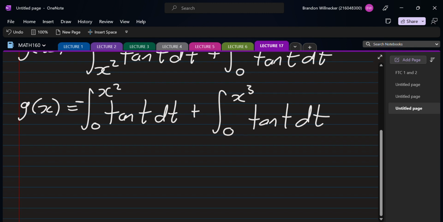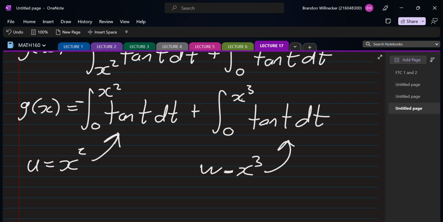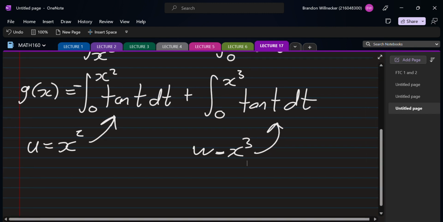Now we want to take the derivative. But this top part, the first bit is x squared and the second bit is x cubed. That's not a single variable by itself. We've got a problem. So for the first one, let's say u is equal to x squared for this first bit. For the second bit, let's say w is equal to x cubed. Again, why am I doing that? Because this top part needs to be a variable on its own. X cubed is not a variable on its own. It's a function of x. If I put a w there, then it is a variable on its own. So that's why I'm making those substitutions.